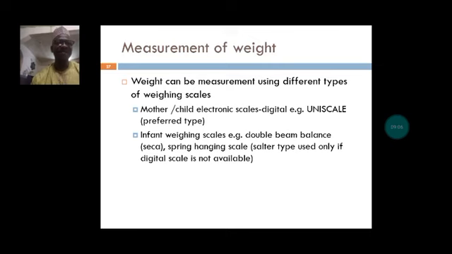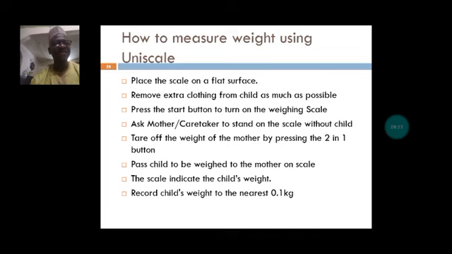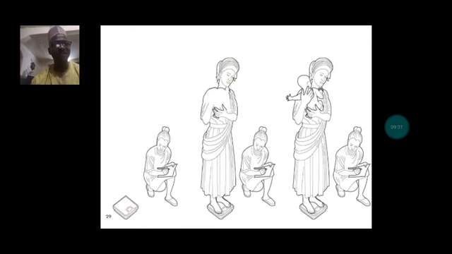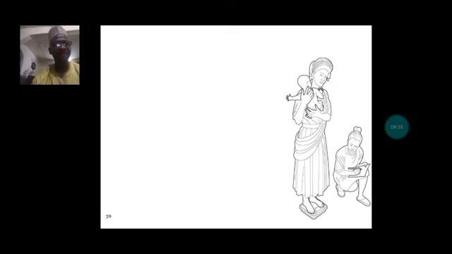At the same time, we can measure weight. We can measure the weight of the child using different scales: the unit scale, the beam balance, the double beam balance scale, or the spring hanging scale. This is shown. A flat surface is needed in taking a measurement of weight, so as to reduce error. This is the pictorial representation of taking weight of the baby.